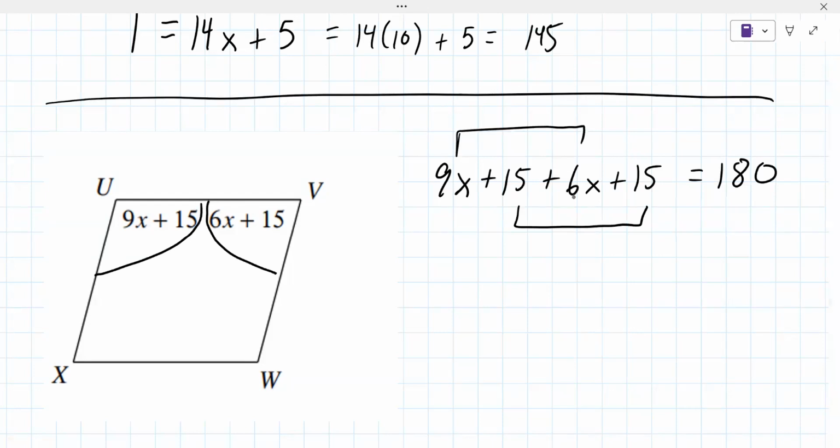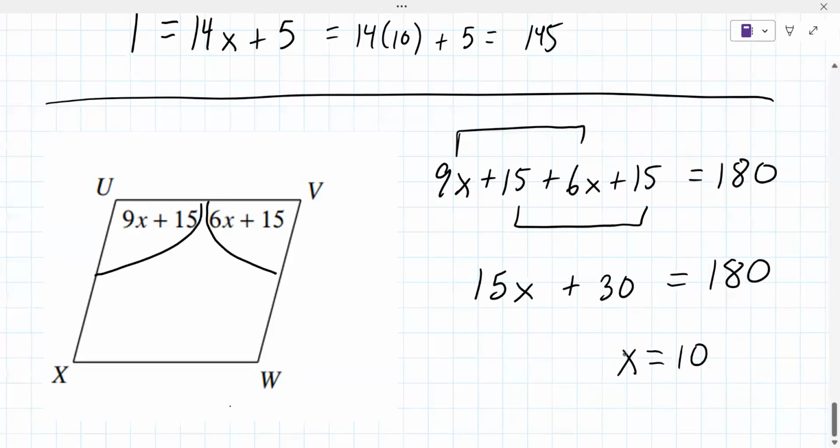So it'd be 15x plus, and then 15 times 2, 30, equals 180. Right. So could you solve this for X for us, please? Ten. X is 10. Now, could you use that to find both U and V?